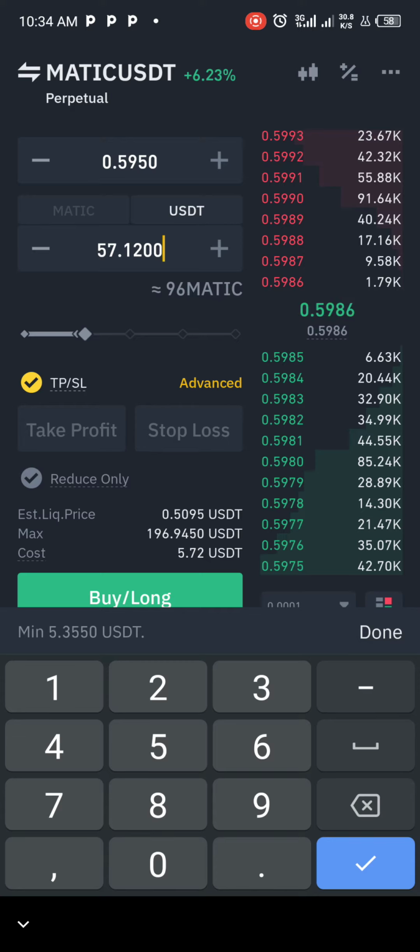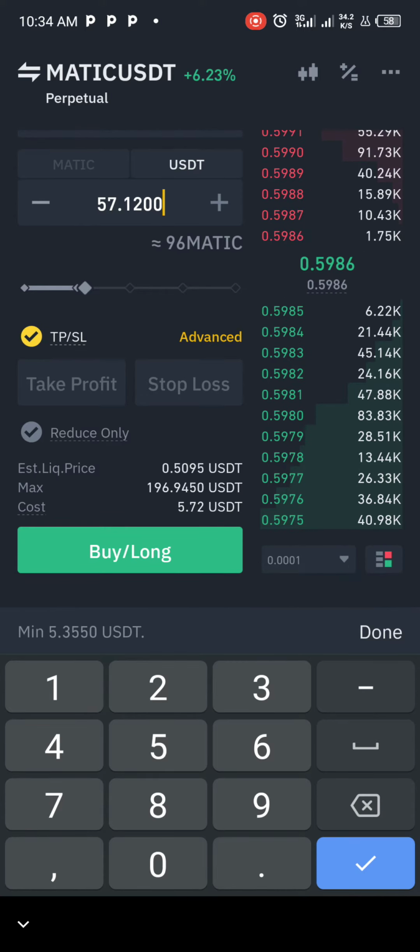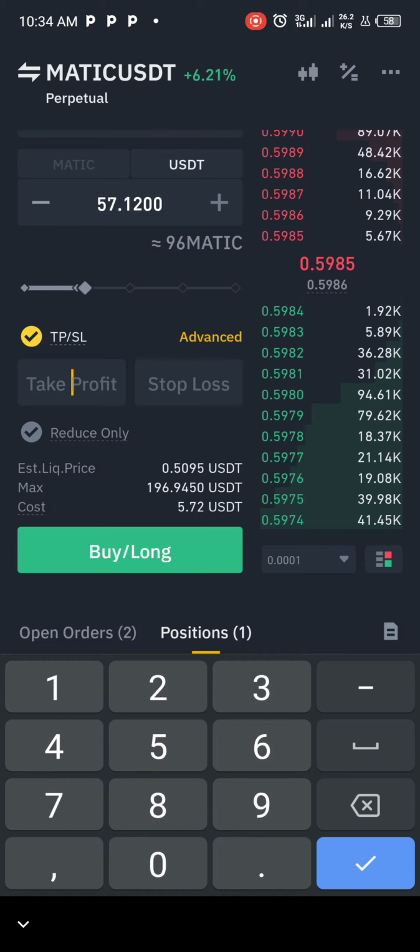So don't, because of greed, use everything on your account. Crypto is risky. If you can work on your greed, you are good to go. Then another one is take profit. Take profit means this is where you are going with your risk management.